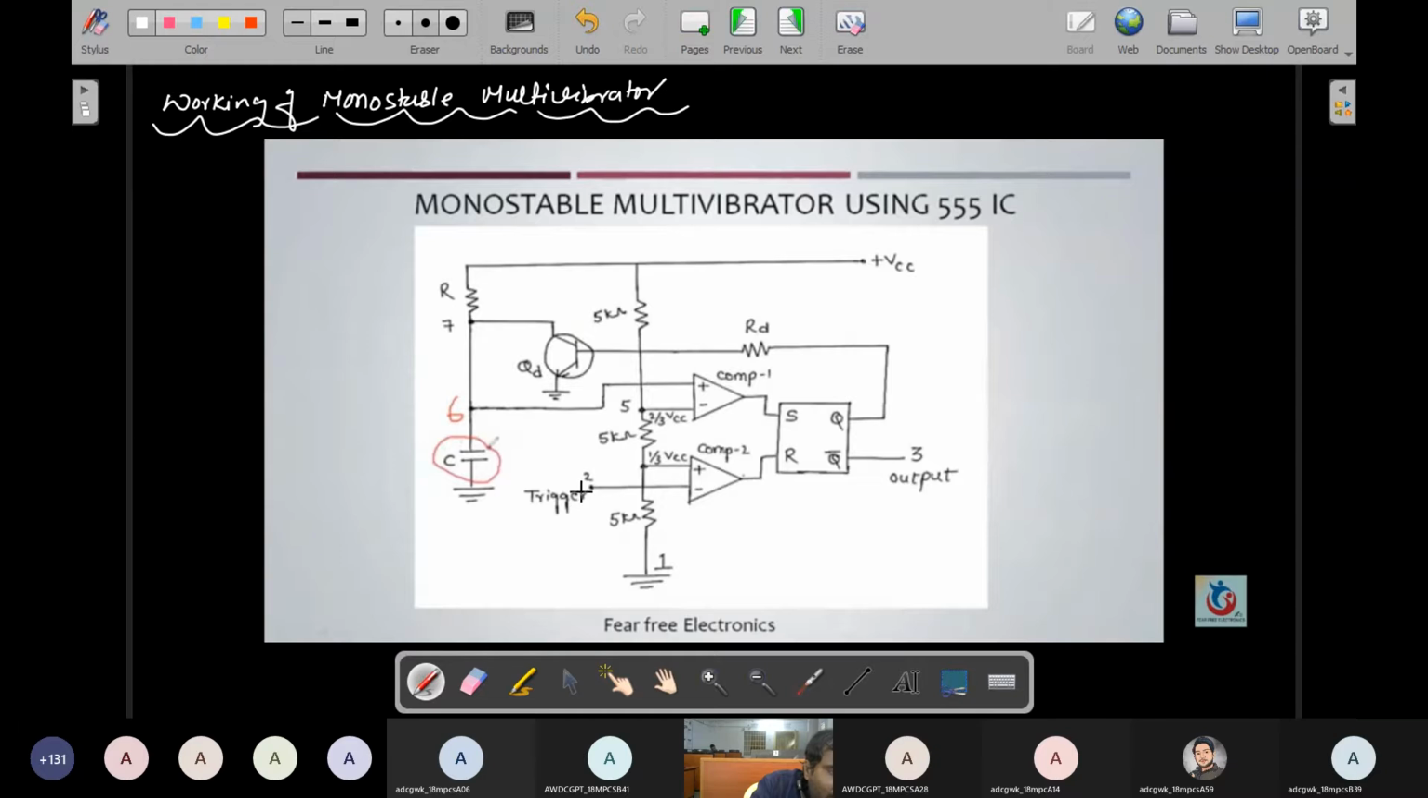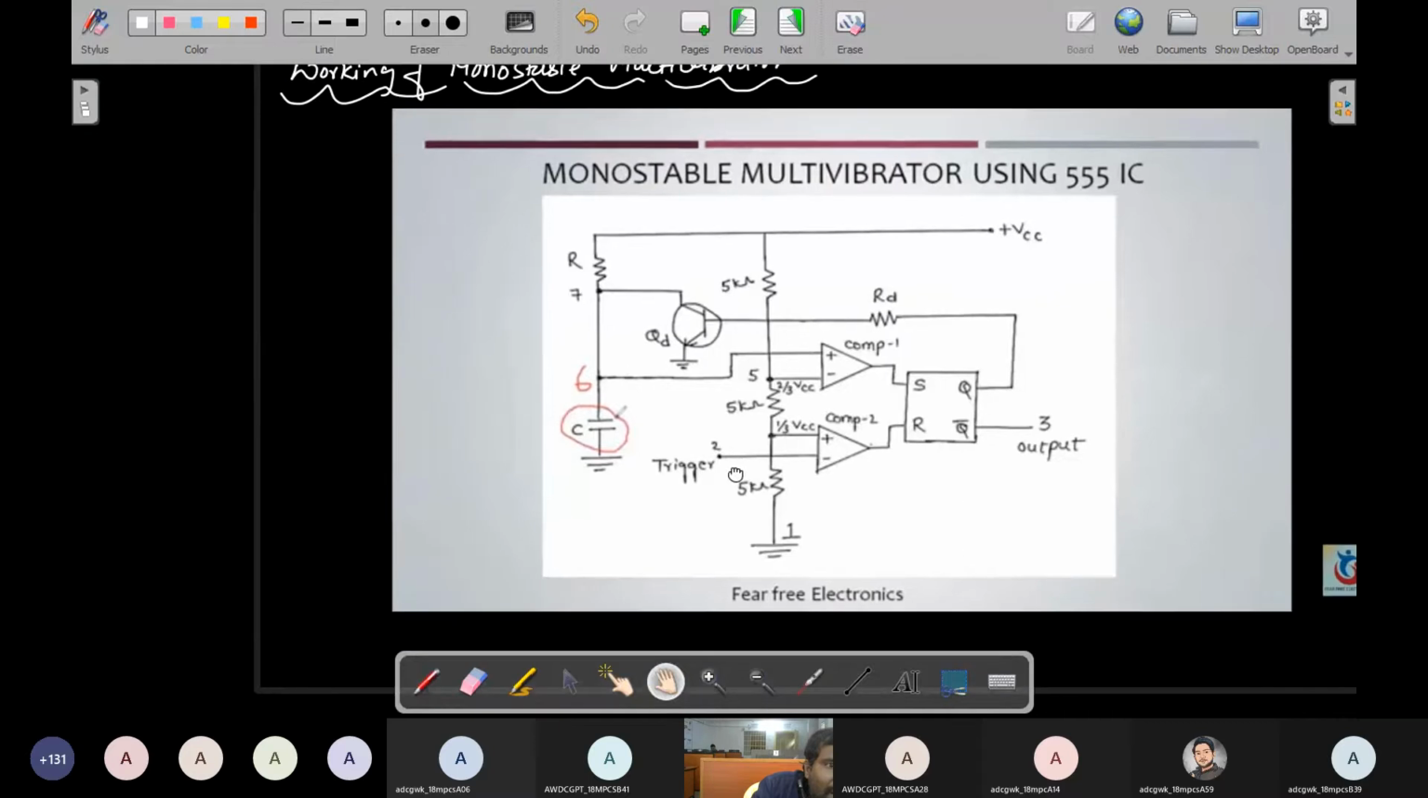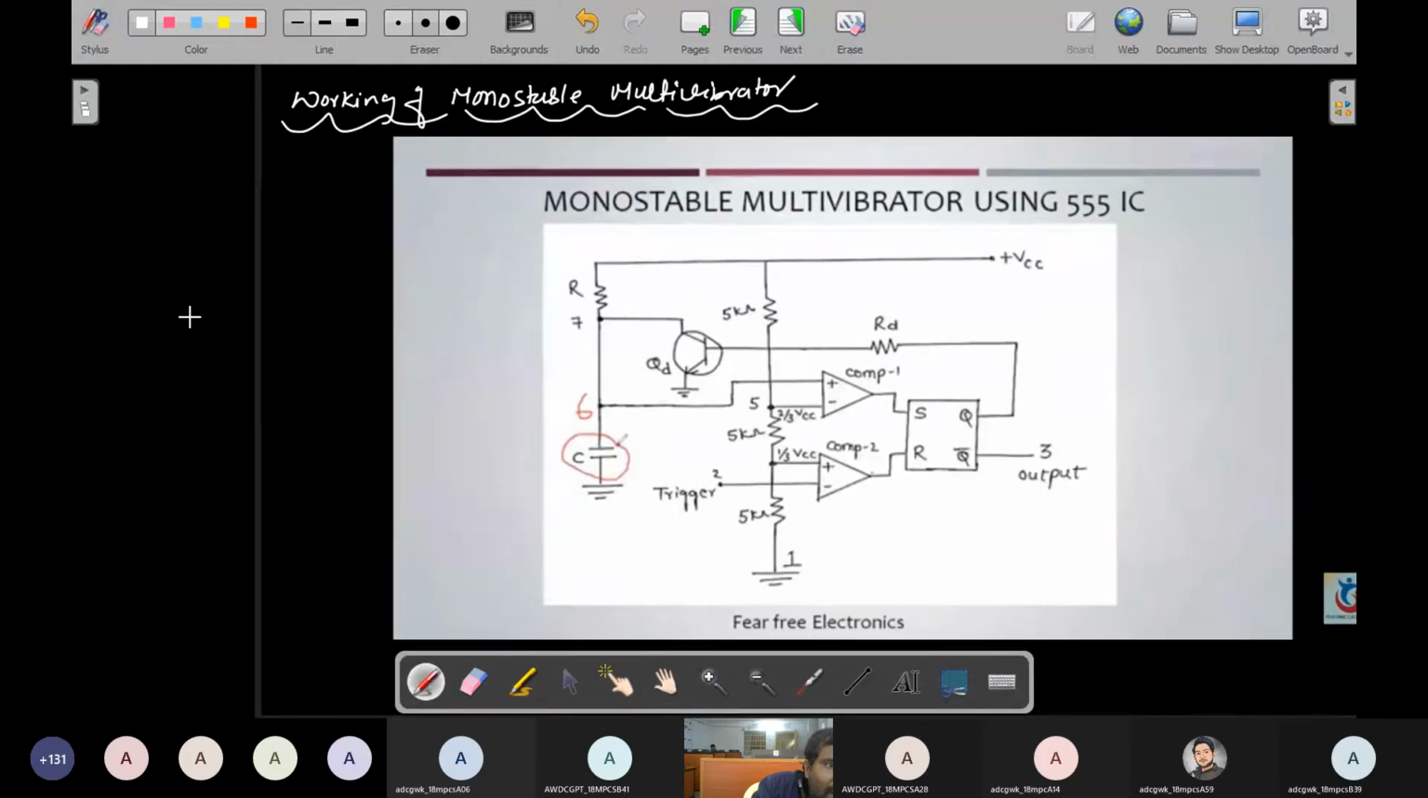We are applying an external trigger pulse, so that is the reason pin 2 acts as an input. That input is also negative input. So trigger 2 is given a negative input. Now I'll write here the key points for understanding.